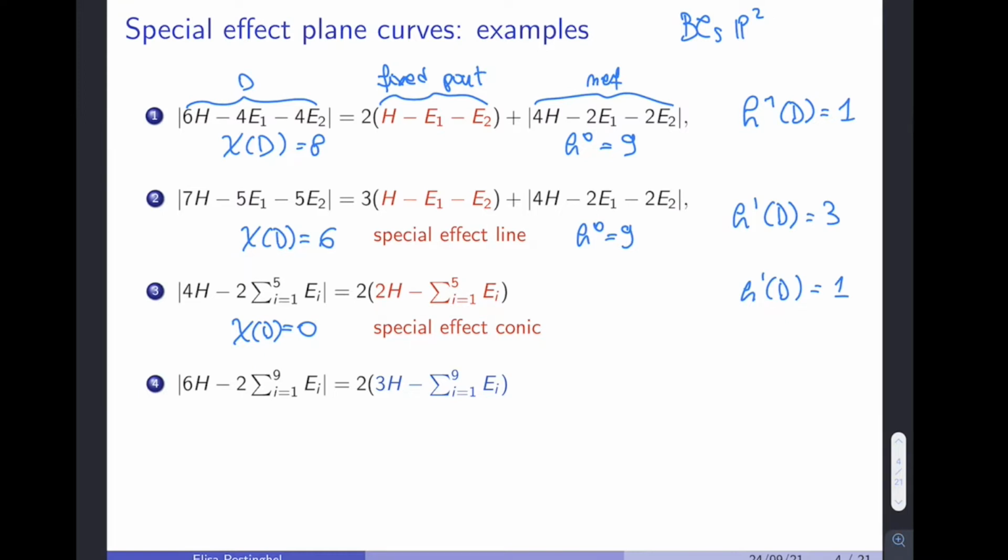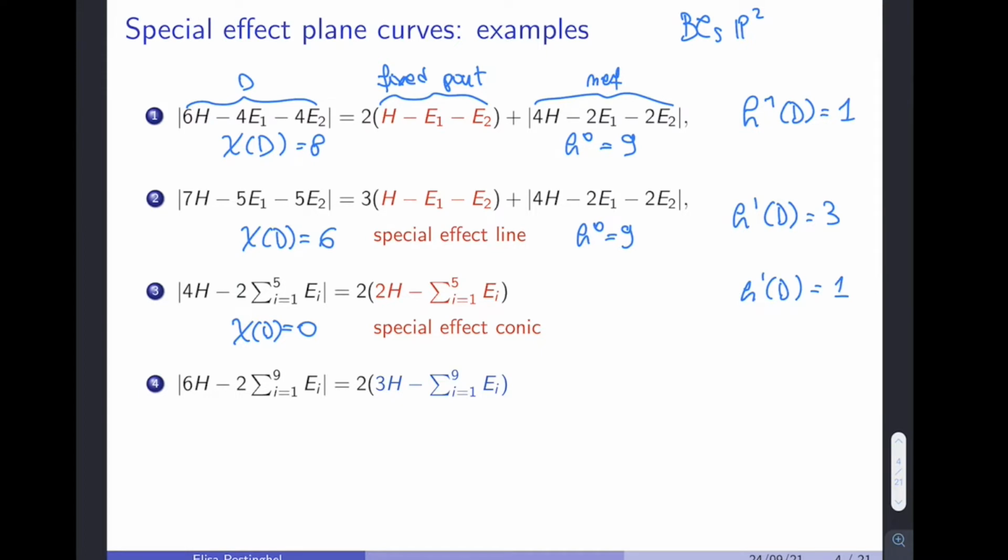Not all curves that are multiple components of the base locus are special effect, because for instance, if we consider this last example, these are curves of degree 6 with 9 double points, one can show easily that there's only one such element, a non-reduced element, that is twice the cubic.